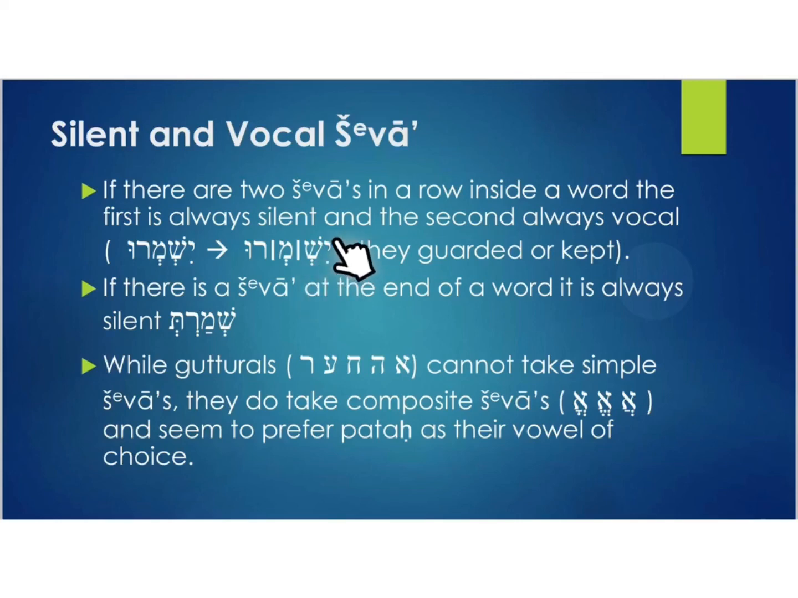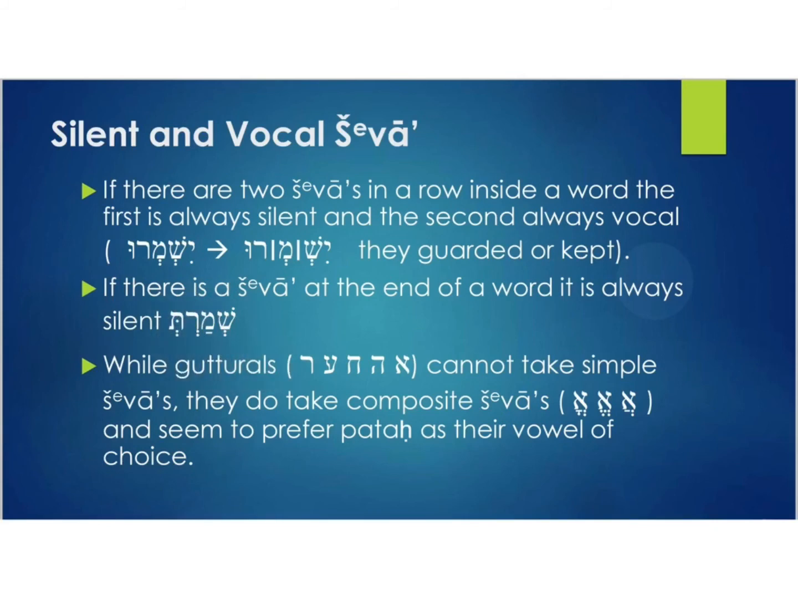So consonant, vowel, consonant, consonant and a vowel and a Shewa, consonant, vowel. Right? So Ishmeru. So if there is a Shewa at the end of a word, it is always silent. Remember, now we are talking about two Shewas consecutively, and here we are reading about a Shewa at the end of a word, and it is always silent.